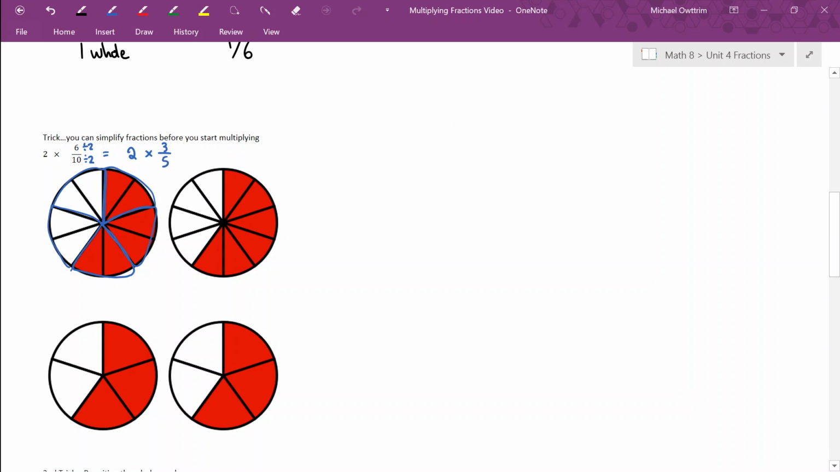In this problem, you might not necessarily have needed to do that, but in larger number problems, this trick can help keep our numbers smaller. So we can definitely simplify fractions into equivalent forms before we multiply, and we're going to end up with the same result.